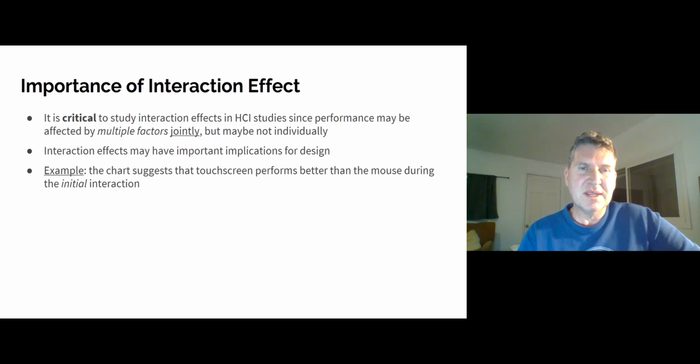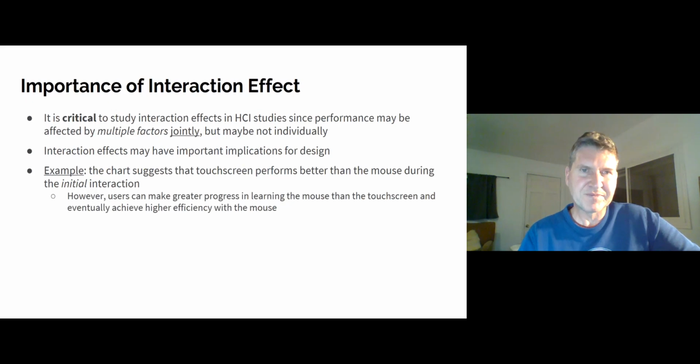So the chart suggests that touchscreen performs better than the mouse during the initial interaction, but they make more progress learning the mouse as they get more efficiency. And we saw, for example, that Asian females are preferred more than Asian males for this job search in terms of bringing them in for interviews. But we saw that wasn't true for blacks and for whites. We saw that males were preferred. So this gives us some information that we might not know by looking at a single factor.